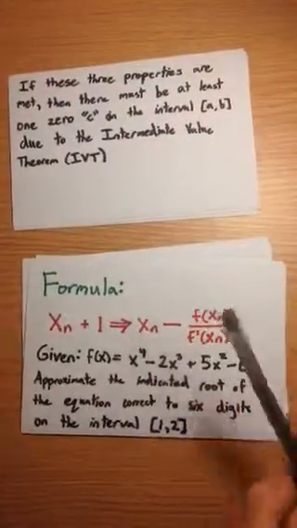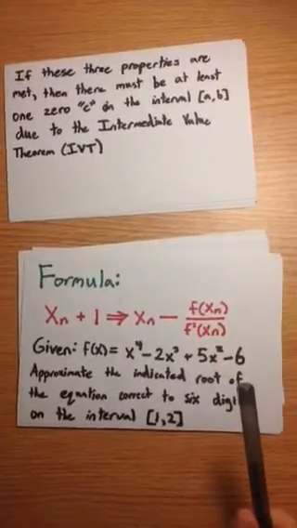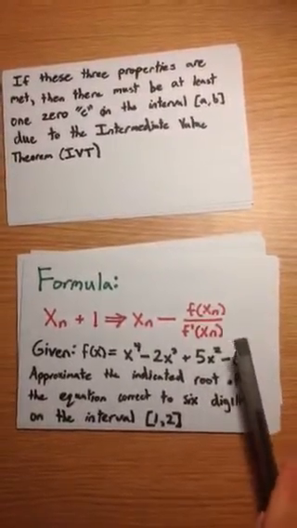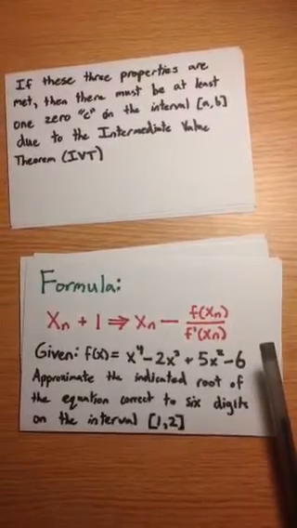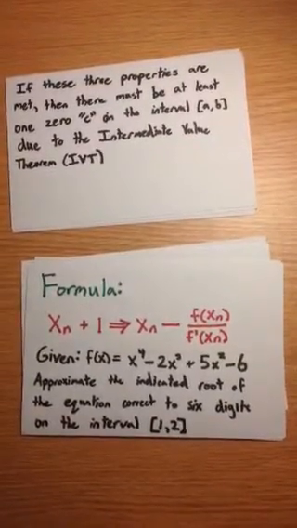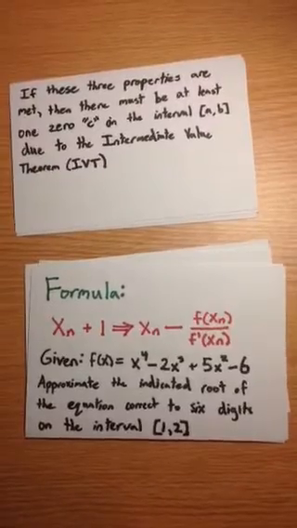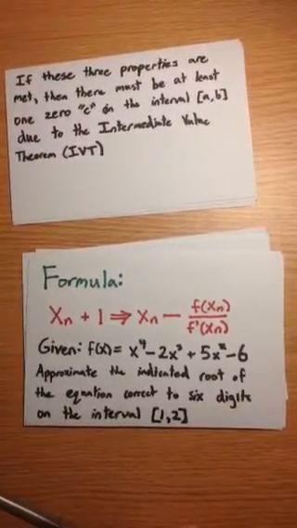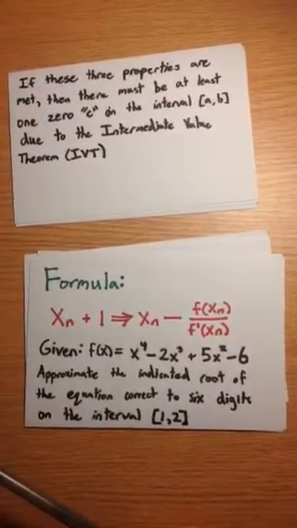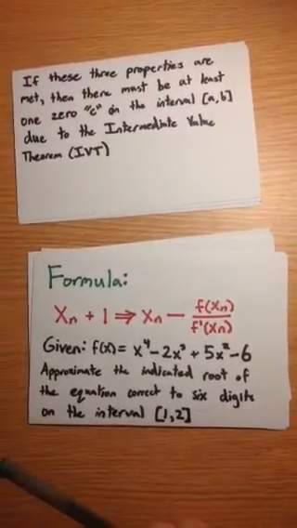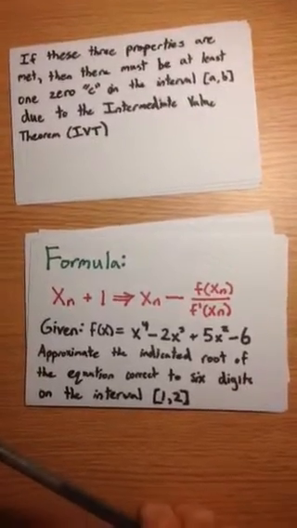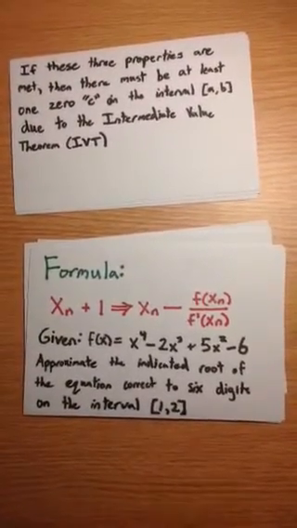So this is the formula for Newton's method. Now, a lot of it looks strange and weird right now, but I'll explain all the terms later. So starting with the problem. Given f of x is equal to x to the fourth minus 2x cubed plus 5x squared minus 6, approximate the indicated root, or x-intercept, of the equation correct to 6 digits on the interval 1 to 2.